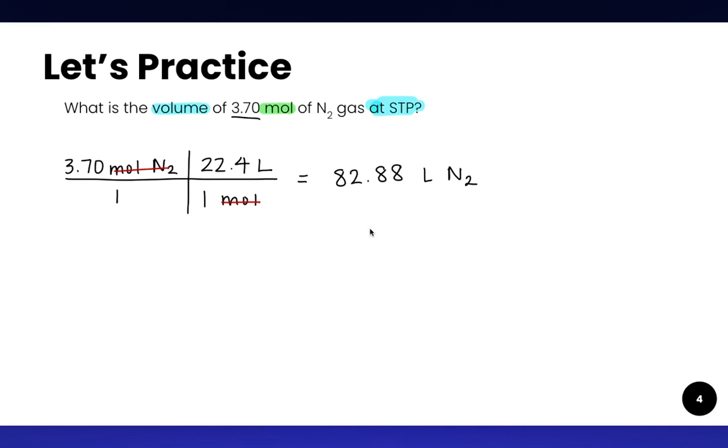This problem gives us 3 significant figures, so 1, 2, 3, and that 8 will round up the other one. Our final answer is 82.9 liters of nitrogen gas.